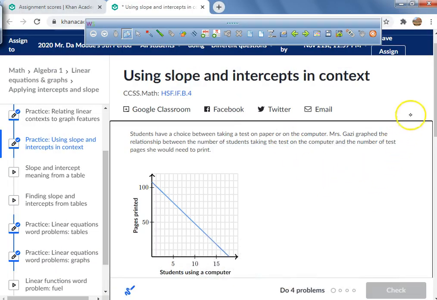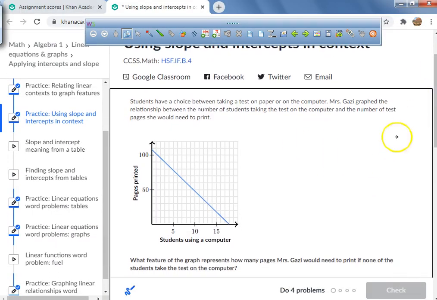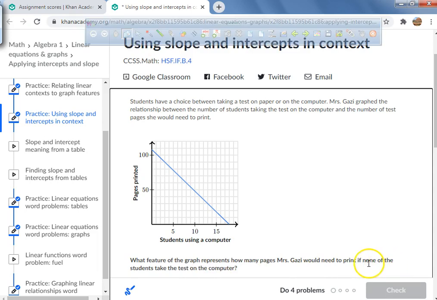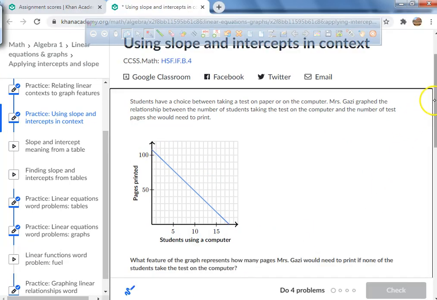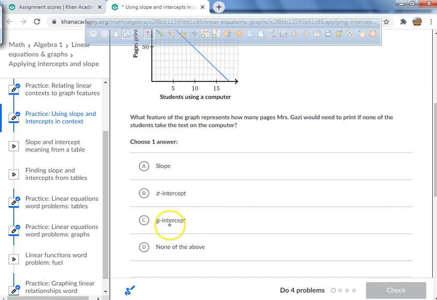The question says, what feature of the graph represents how many pages Mrs. Ghazi would need to print if none of the students take the test on the computer? Would you agree this is where none of the students take the test, right here? What does this point represent? What did we call that point? The y-intercept, right? That point represents the y-intercept.